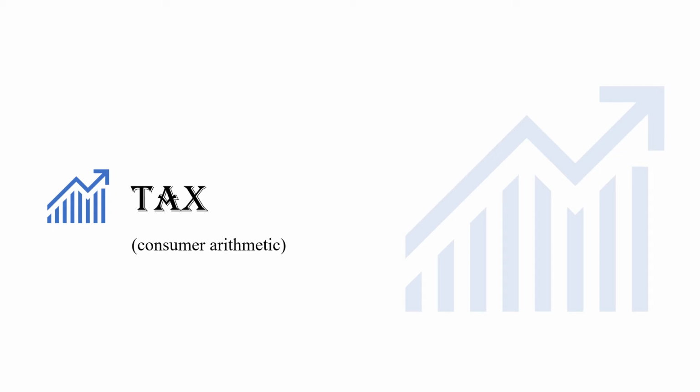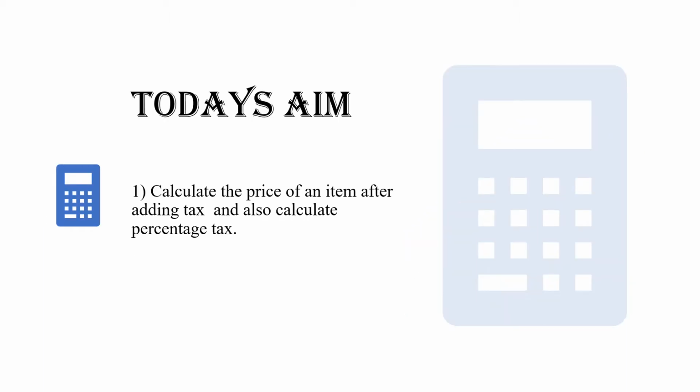Alrighty, good day everybody, and today we're continuing our series on consumer arithmetic, and today we're specifically looking at how to calculate tax. I trust you enjoyed yesterday's video where we addressed discount, and this one today will be very similar to yesterday, so believe me, if you got the one yesterday, the one today will be a walk in the park because it's the same concept. The only difference is that tax is a sum you add, unlike discount, which is a sum that you deduct, right? Alright, so today's aim is basically to calculate the price of an item after you add tax to it and also calculate percentage tax when the tax is given as a percentage.